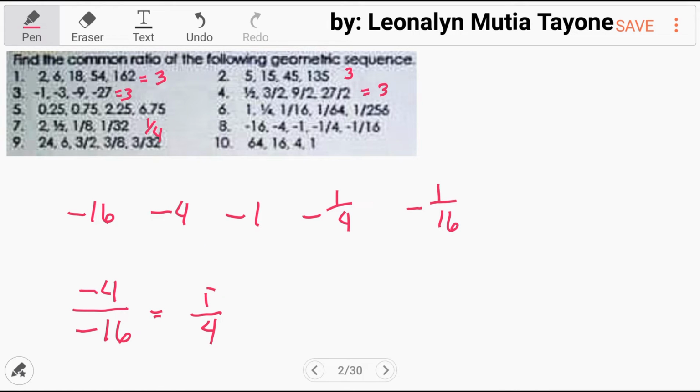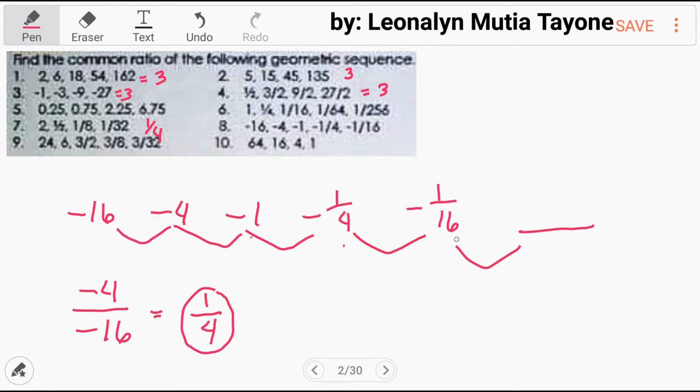So, therefore, itong 1/4 na ito yung common ratio, yan yung pang-multiply natin sa mga numbers na ito para maging negative 4, negative 1, negative 1/4, at itong negative 1/16. At para i-identify natin yung next term, si negative 1 over 16, ay i-multiply mo lang sa 1/4. And that is negative 1 over, so this is 4 times 16, 64. Negative 1 over 64 ang next term. So, ang common ratio dito ay 1/4.